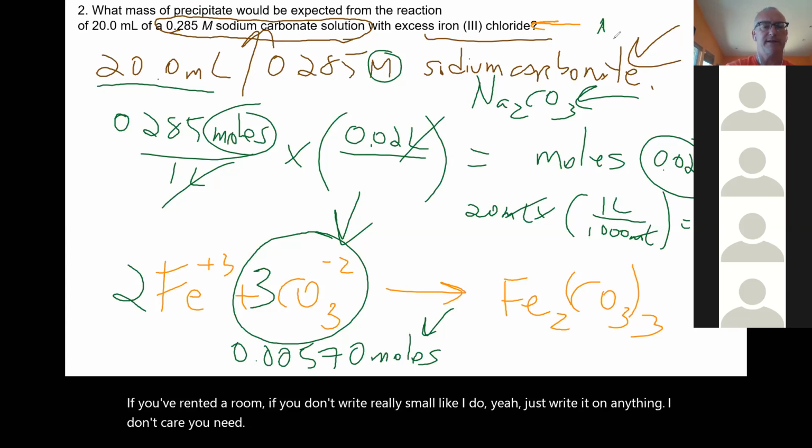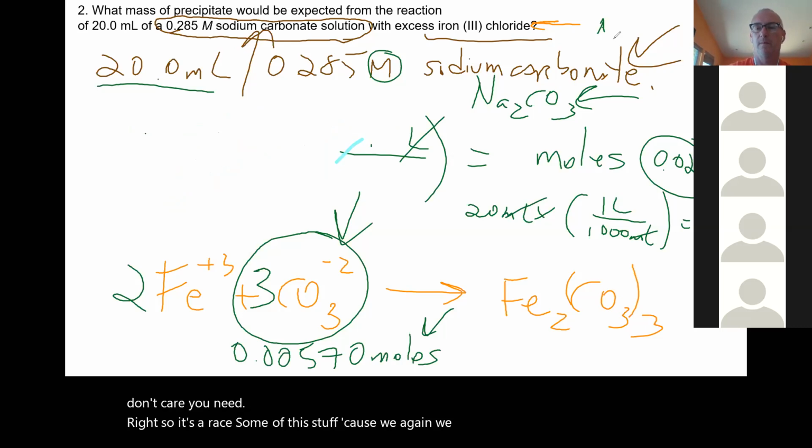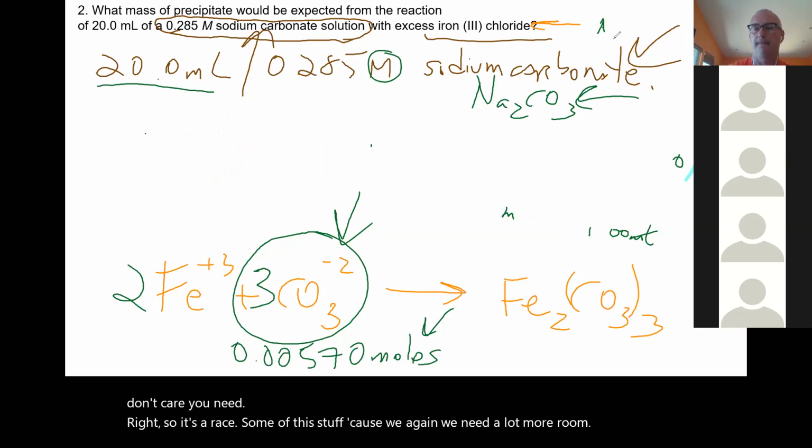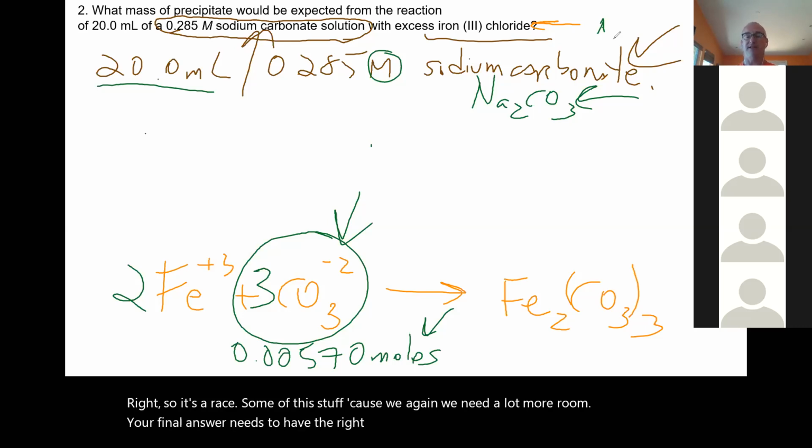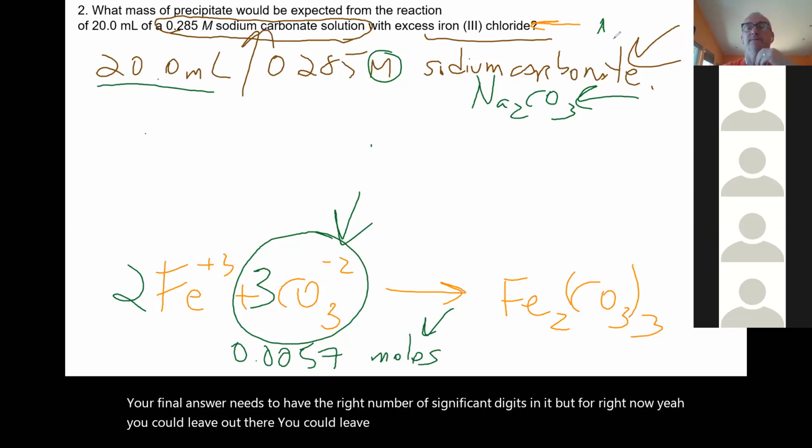Right, so let's erase some of this stuff because again, we need a lot more room. I can just stop at 0.0057. No need for the last 0. Your final answer needs to have the right number of significant digits in it. But for right now, you could leave this out if you wanted.